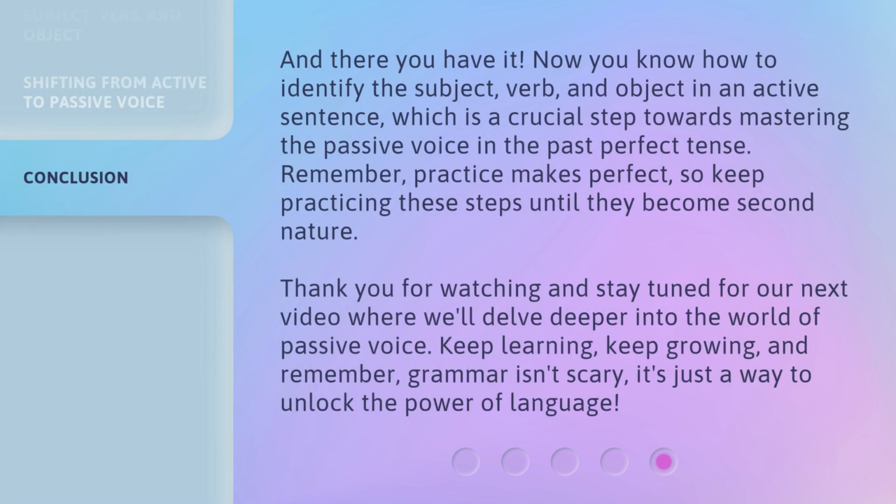And there you have it. Now you know how to identify the subject, verb, and object in an active sentence, which is a crucial step towards mastering the passive voice in the past perfect tense. Remember, practice makes perfect, so keep practicing these steps until they become second nature.